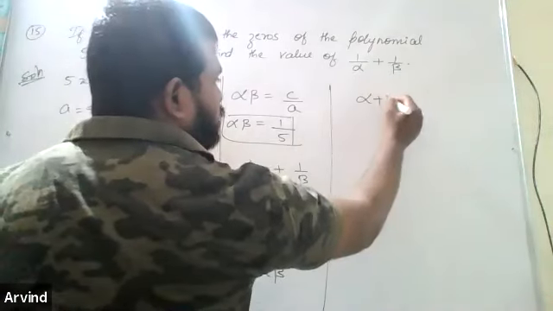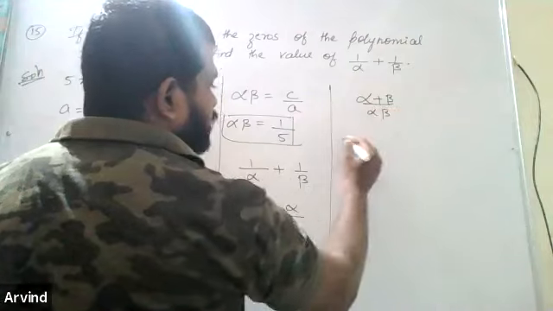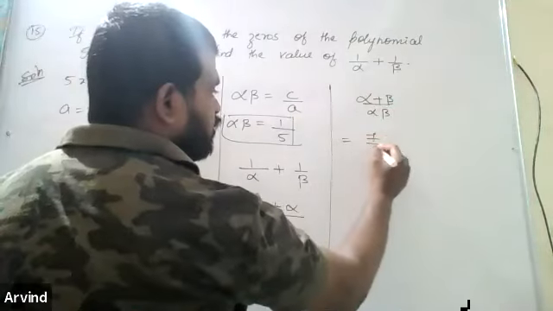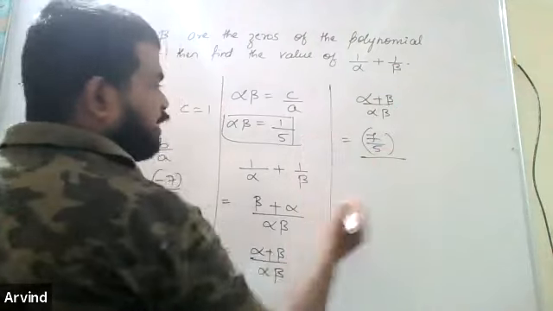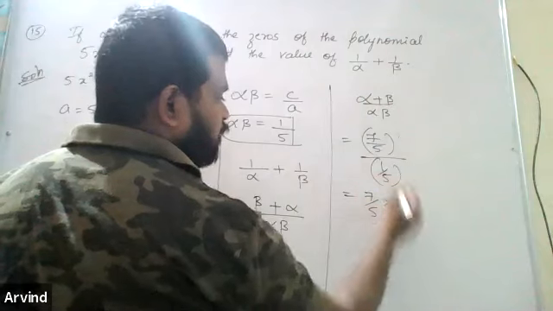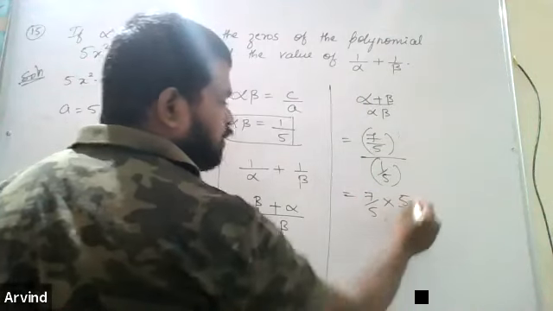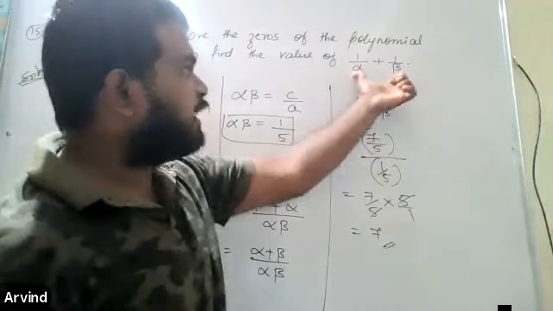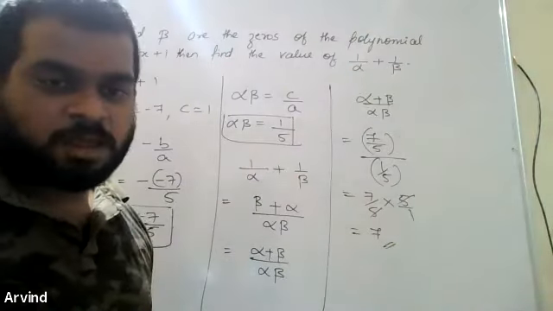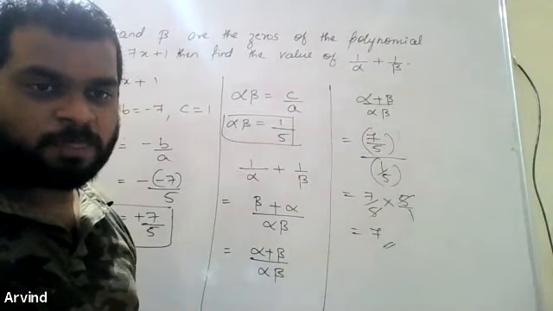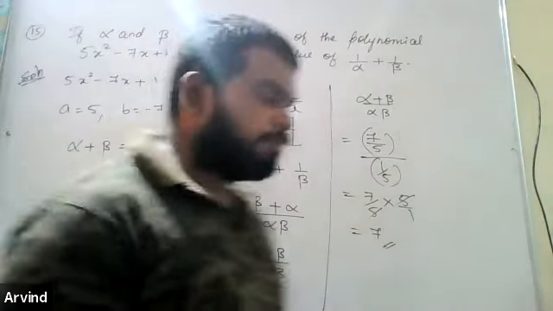So what have we done? We have made it alpha plus beta by alpha beta. Alpha plus beta is 7 by 5, divided by alpha into beta, which is 1 by 5. So 7 by 5 stays as it is, into the reciprocal, 5 by 1. 5 gets cancelled, so you're left with 7. So the value of this entire thing will be 7. Is it clear? Is the concept clear for everyone? Yes, sir. Yeah, and repeat it again.